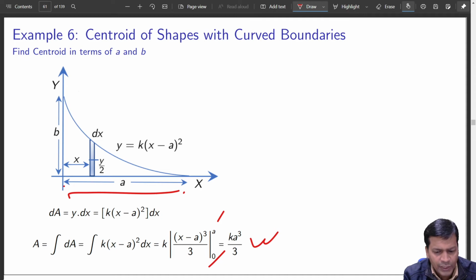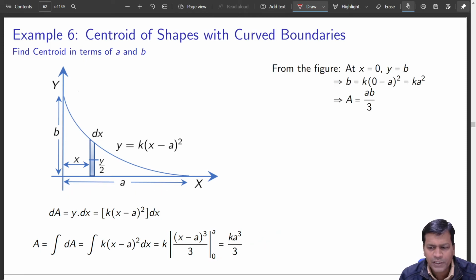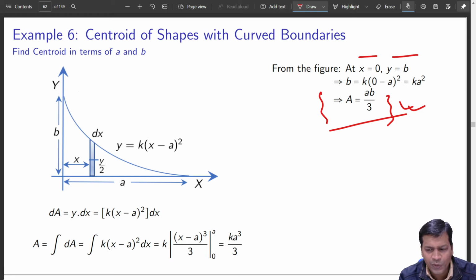So the total area can be found out. The total area also is not that trivial; you have to find it using an integral. This is the area that I have found out. From this figure, at x is equal to 0, y is equal to b. Using that you can find out that area is equal to ab by 3. This is a very useful result. It directly gives the total area in terms of constants.